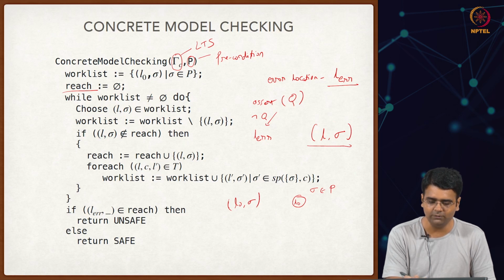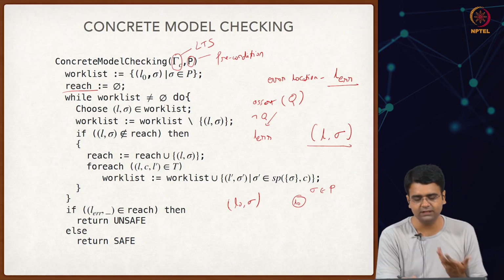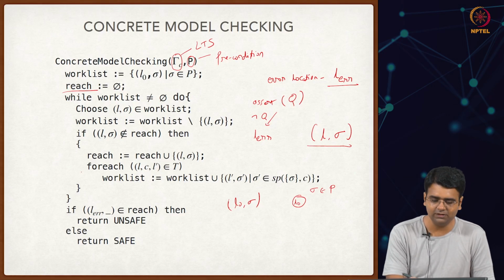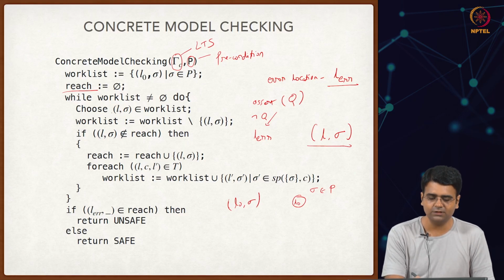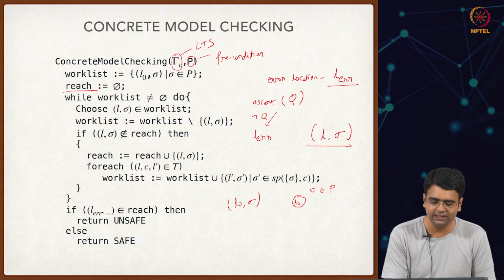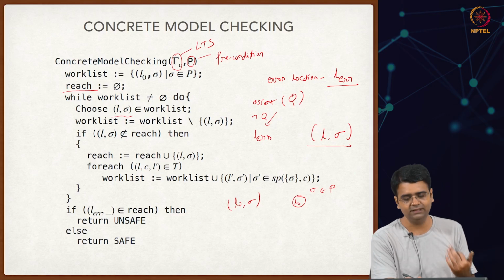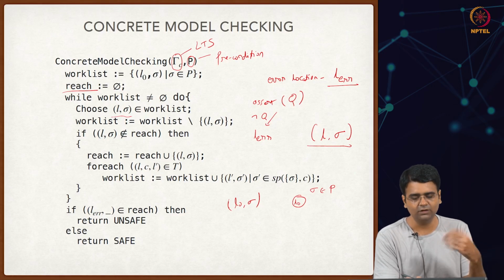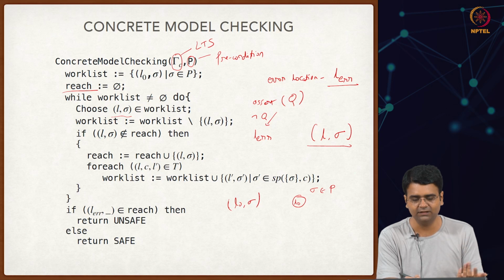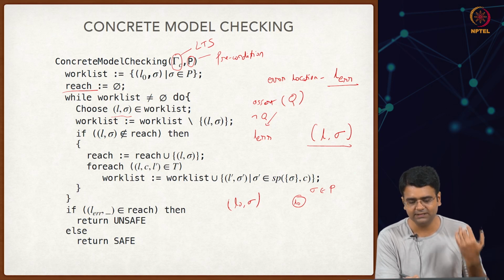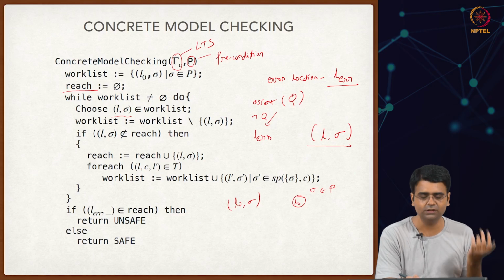So the while loop continues until the work list is empty, so as long as there is something inside the work list, and in every iteration it will pick one pair from the work list. It picks L comma sigma from the work list, removes it, and then checks whether this L comma sigma is already there in reach or not. Remember that you are just discovering that the state sigma is reachable at the location L. Therefore you first check the reach set to find out whether you already know that the state sigma is reachable at the location L or not.